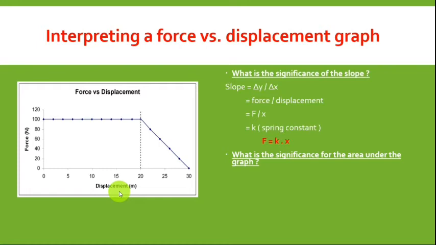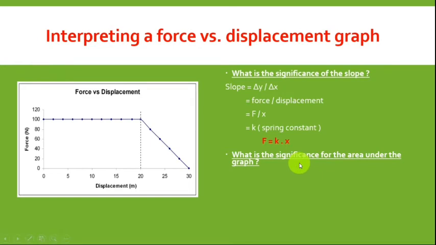So the significance of the slope here is what? Spring constant. So now you have to keep in mind, when you have a force versus displacement graph, the significance of the slope is the spring constant, Newton per meter. The second question: what is the significance of the area under the graph?